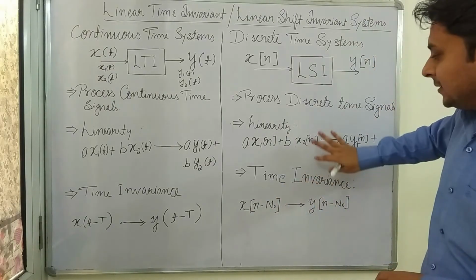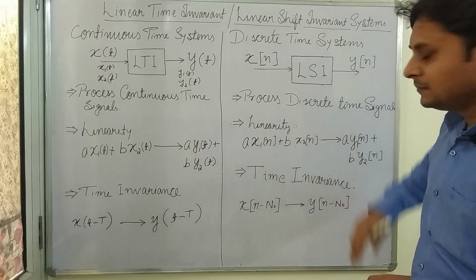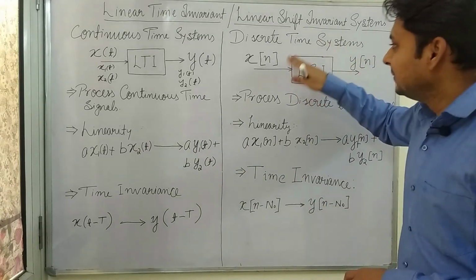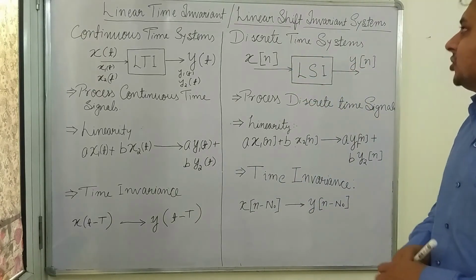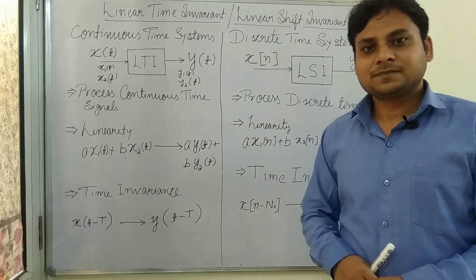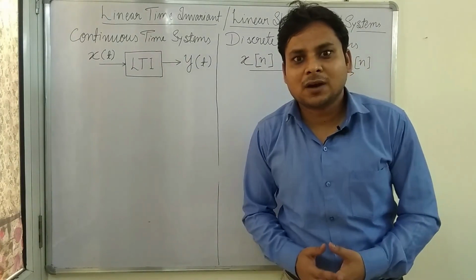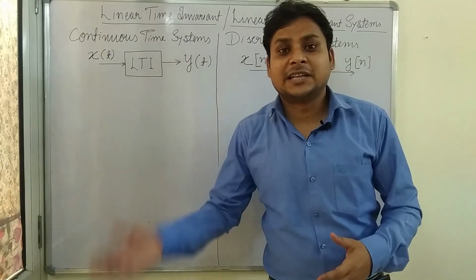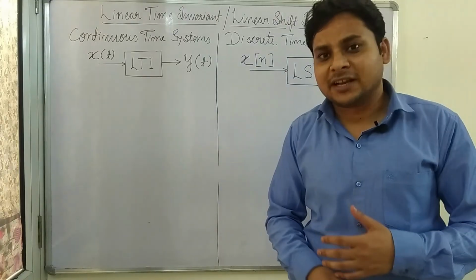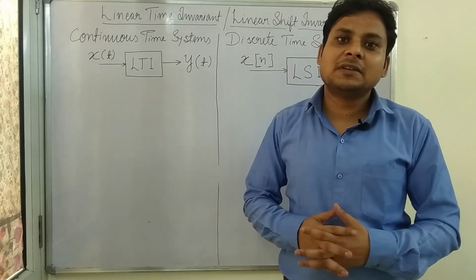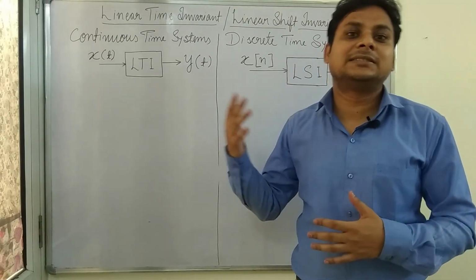When both these properties are combined, the system is known as a linear shift invariant system. Now I hope you have understood the concept of a linear time invariant system and a linear shift invariant system. In the next lecture we will study how we characterize these systems.